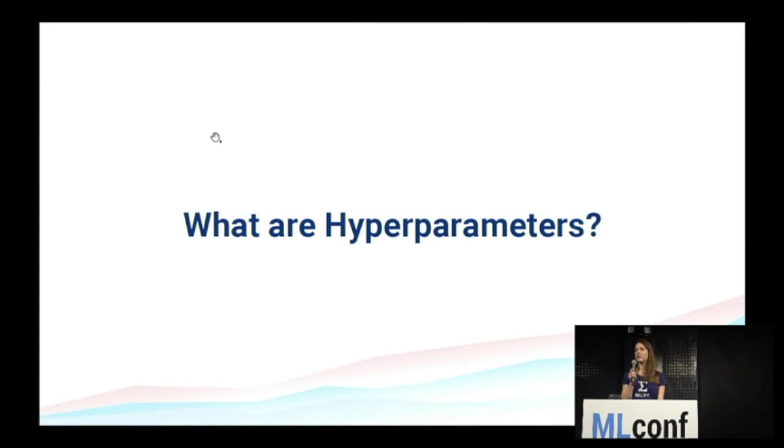And hyperparameters have a large impact on the performance of your model. Tweaking the values by a small amount can have an impact, both positive or negative, on how well your model performs.